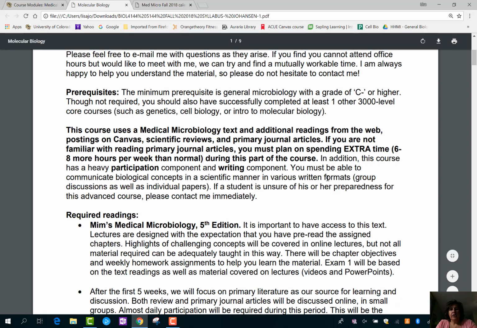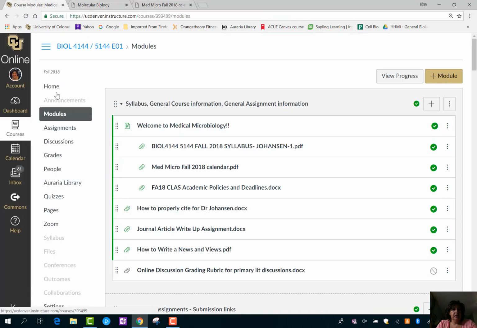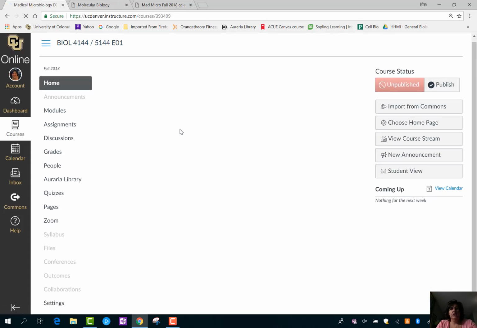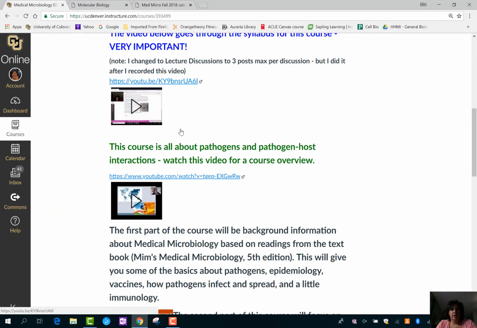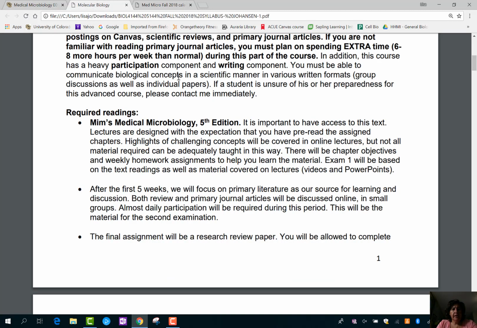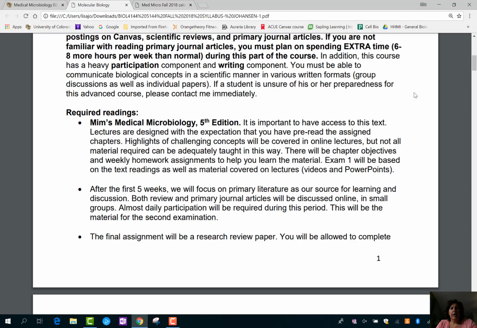The required reading is the MEMS Medical Microbiology textbook, a picture of which is shown on the home page right there. It's a really nice, easy to read textbook, and it's not very expensive, so I encourage you to purchase that. I also put up PowerPoints and online lectures. They just don't go into as much detail. They're kind of an overview to get you oriented.